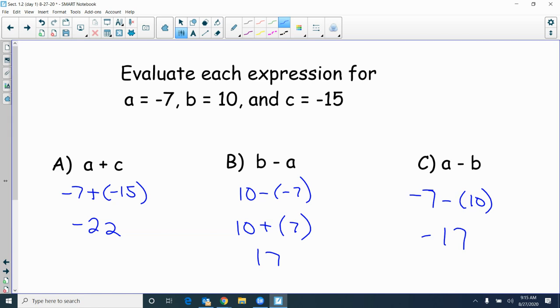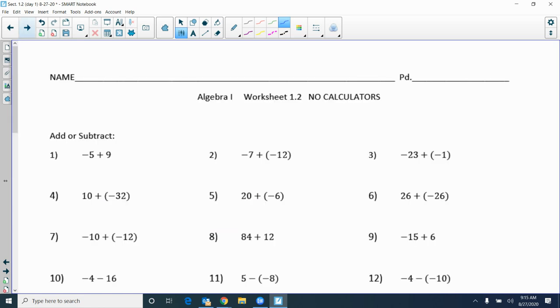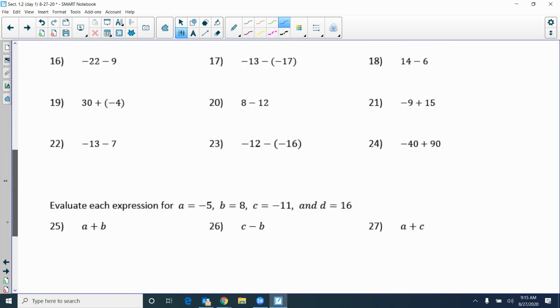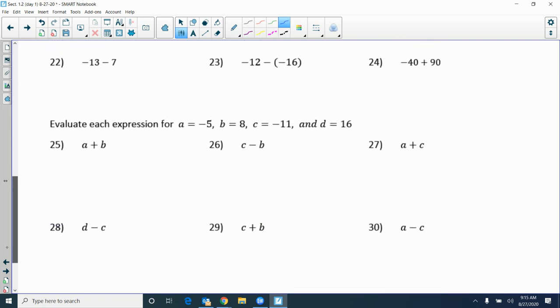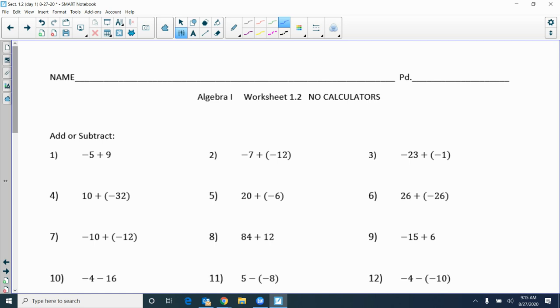Okay, here is your assignment. Is that the worksheet Mr. Schler is passing out? We're going to review some of this tomorrow. You need to do all the problems. If you need to use a number line, use a number line. If you need to take chips, use chips, but use those rules for that.